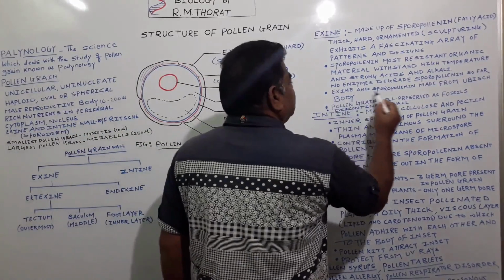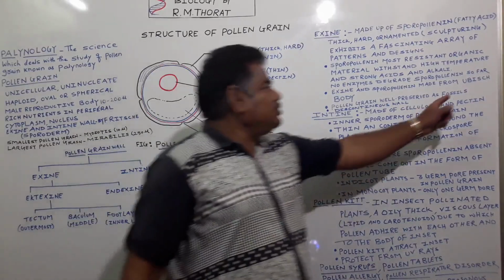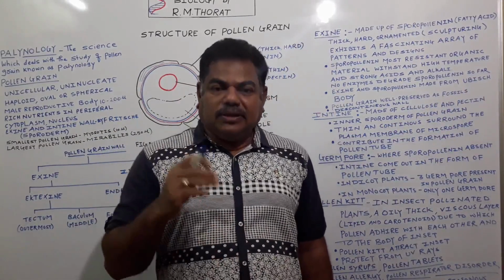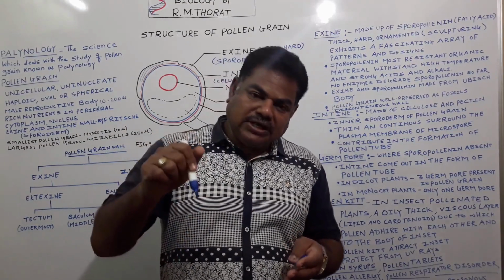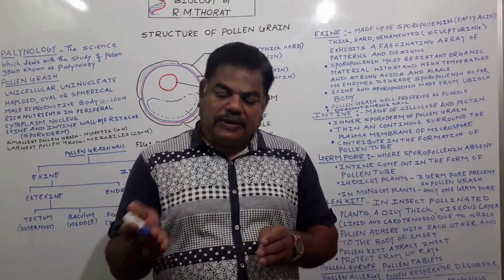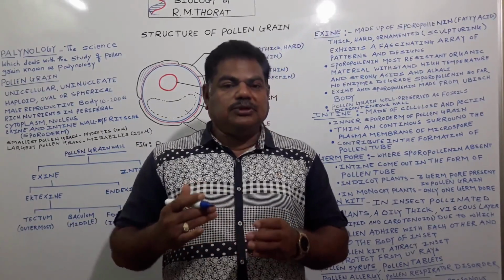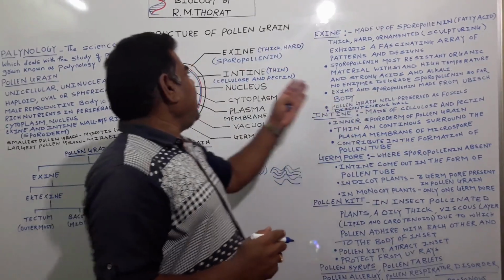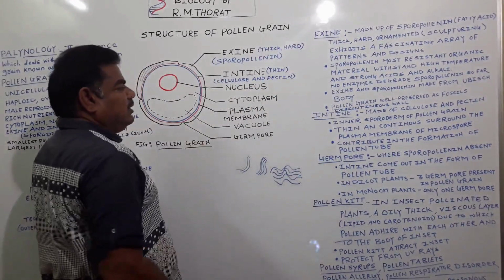Now exine and this sporopollenin are made from the yellowish body. These yellowish bodies are present in the tapetal cell. In the tapetal cell cytoplasm, yellowish body formation takes place. Yellowish bodies are transformed, and when the pollen grain formation process is going on, from these yellowish bodies all this sporopollenin and exine formation takes place in the pollen grain.